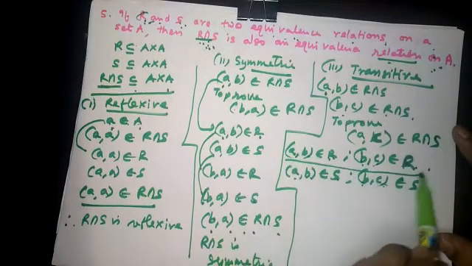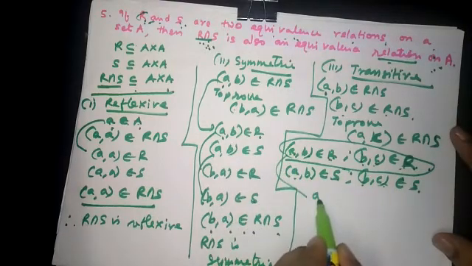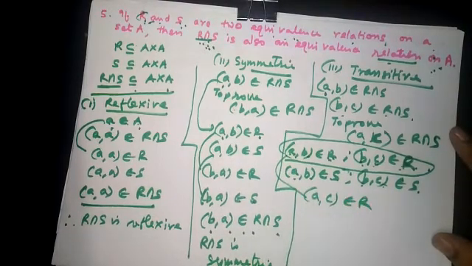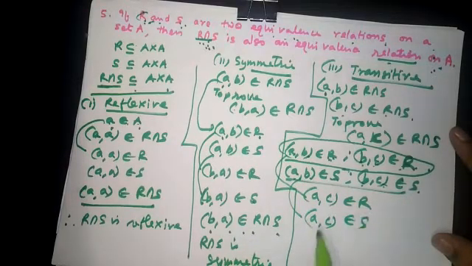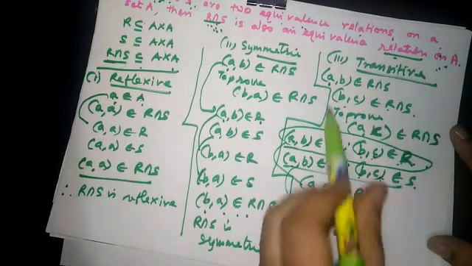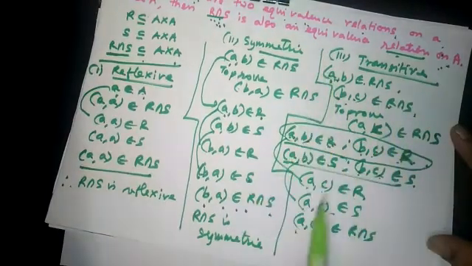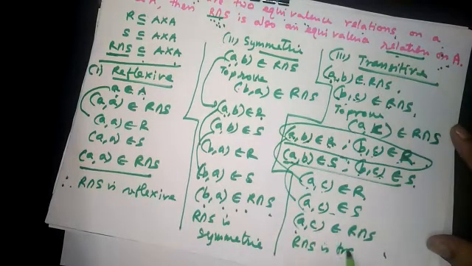Now from here, (a, b) belongs to R and (b, c) belongs to R, so I can write (a, c) belongs to R because R is transitive. From the second line I can write (a, c) belongs to S. (a, c) belongs to R and (a, c) belongs to S means the ordered pair (a, c) belongs to R intersection S. We started with (a, b) belongs to R intersection S, (b, c) belongs to R intersection S, and we have proved that the ordered pair (a, c) belongs to R intersection S. Therefore, R intersection S is transitive.